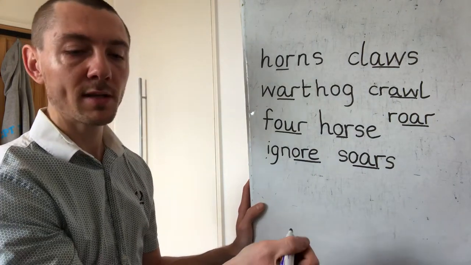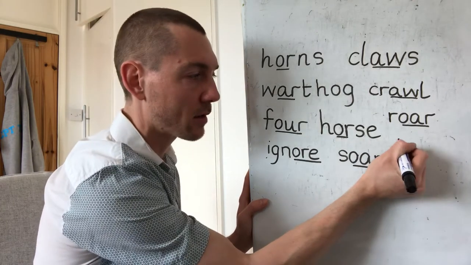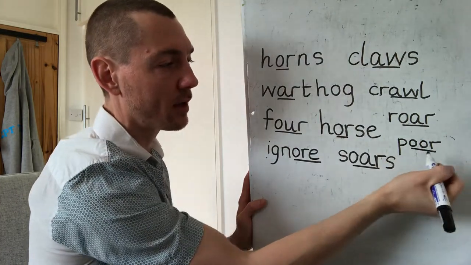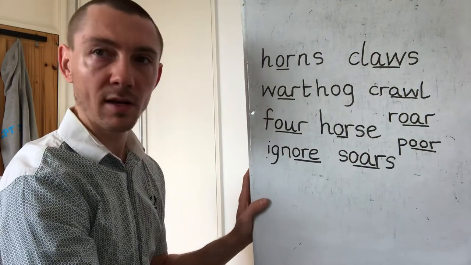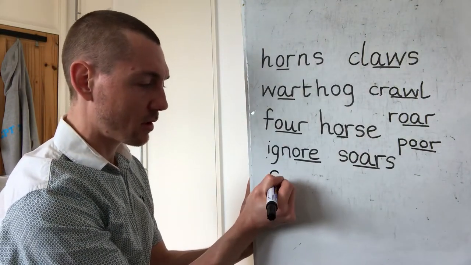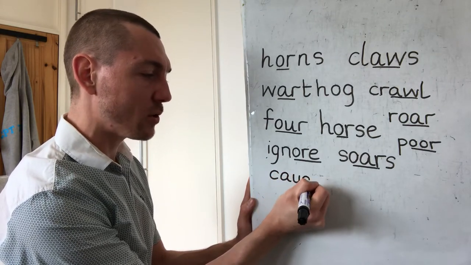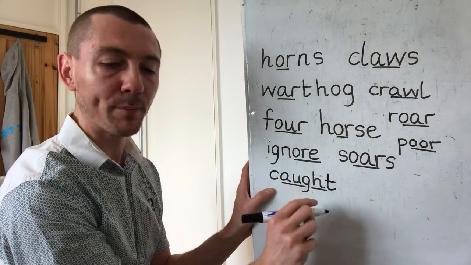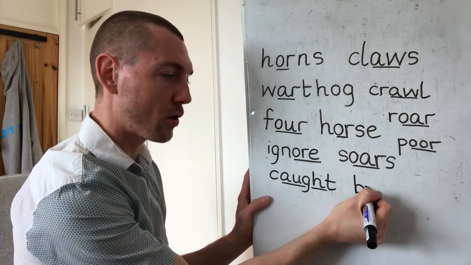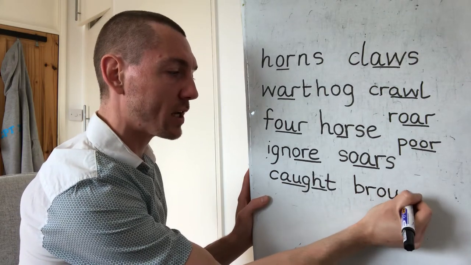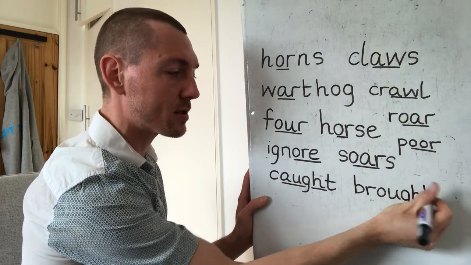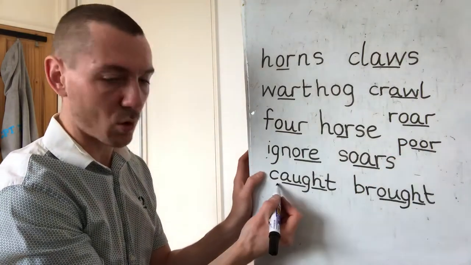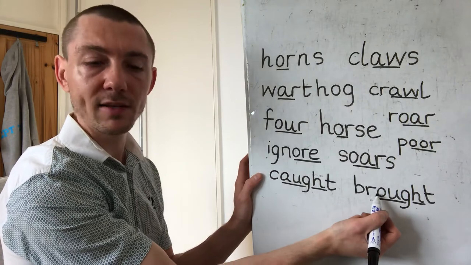Okay, next paragraph. Some of my poor friends, or, and we've got that double O-R spelling of or in poor. Some of my poor friends have been caught. We've got the A-U-G-H spelling of or in caught, and brought, O-U-G-H spelling in brought. Some of my poor friends have been caught and brought to live in zoos.